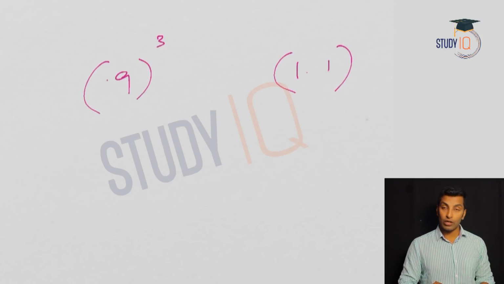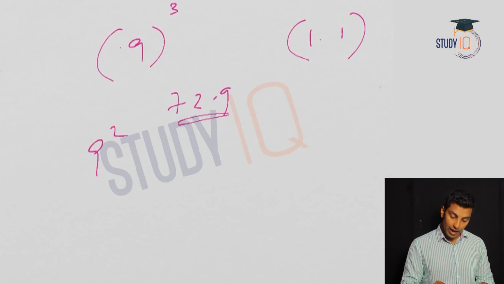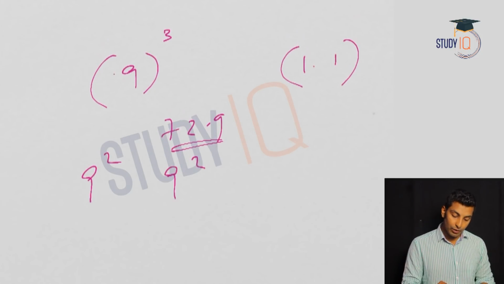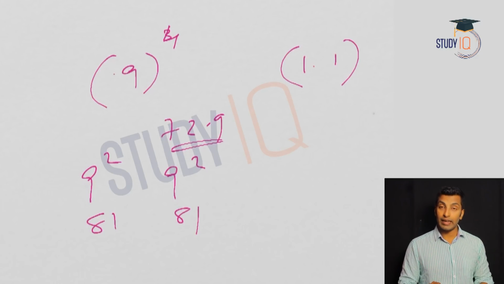If it is 3, we know this is 729, so you know this is 72.9 liters. If it is 4, you have to do 9 square and 9 square, rather than doing 9 raised to 4. So we know this is 81, this is 81, so approximately 64. Like this we need to solve.